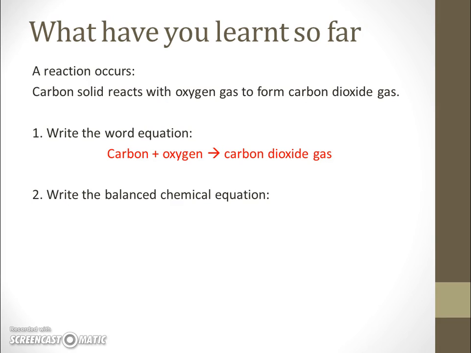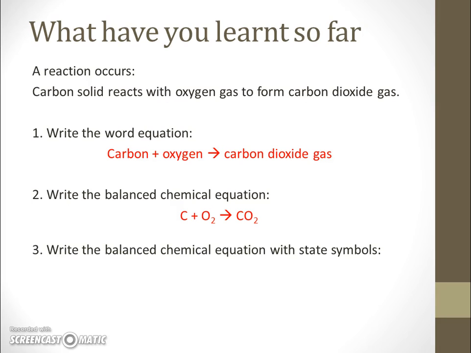So first you have to write the chemical formulas, where C stands for carbon, O2 stands for oxygen, CO2 stands for carbon dioxide. Then you count and balance them. So this equation is already balanced. Next, number 3, you have learned how to write the balanced chemical equation with state symbols. So in this case, solid is S, gas is G, so that's where you get this equation.